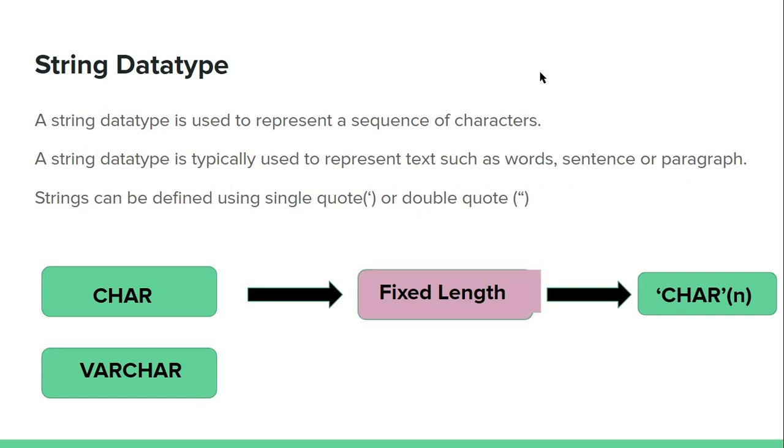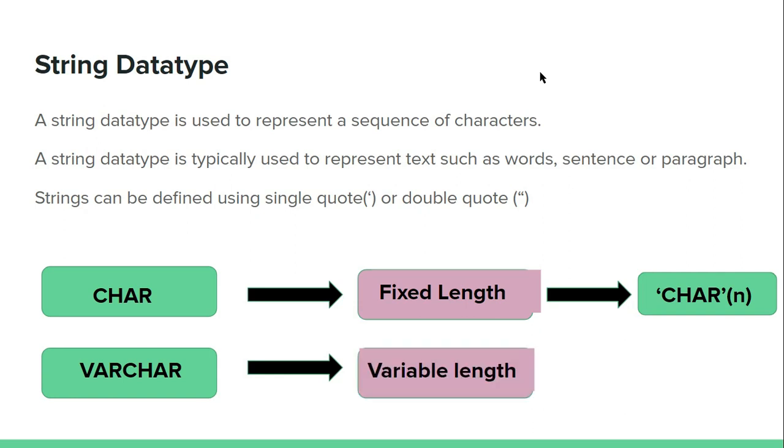Now let's see the varchar string data type. A varchar data type has a variable length of characters. It is used to store alphanumeric data such as address, name, etc. Maximum length can be 8,000 characters and the syntax for declaring varchar in a column is VARCHAR(n), where n is the length of a string.